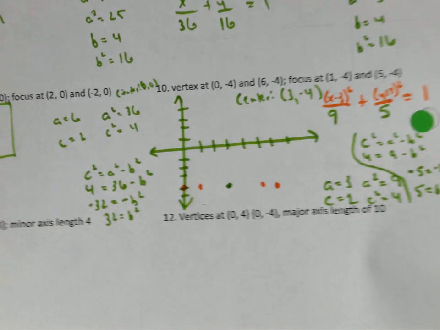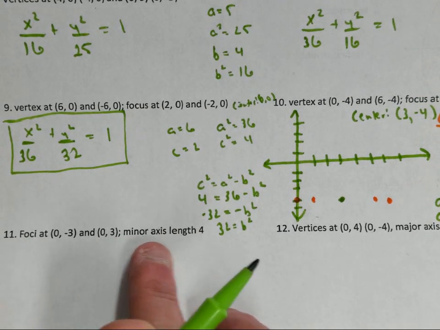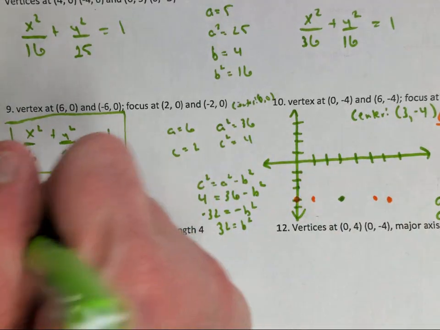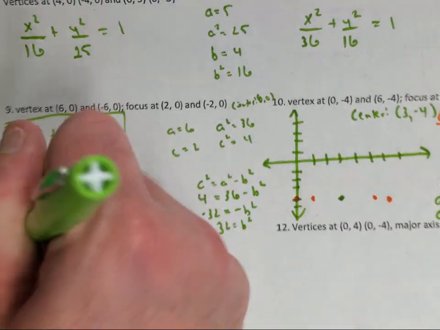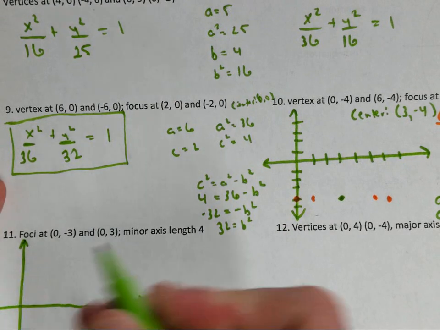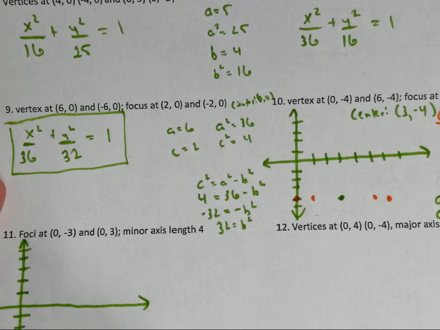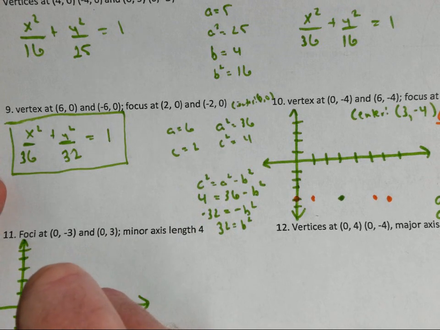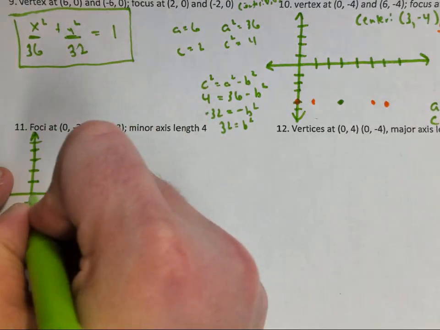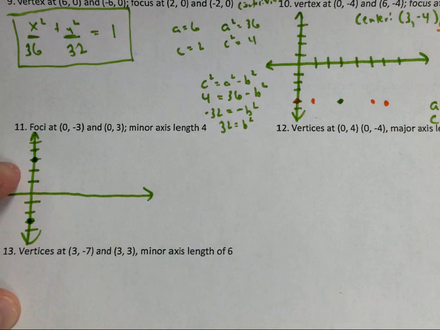All right, let's look at number 11. Foci this and minor axis length of 4. I'm going to draw a picture to be safe. Alright, the foci is at 0, -3, and 0, 3. The foci is on the vertical.